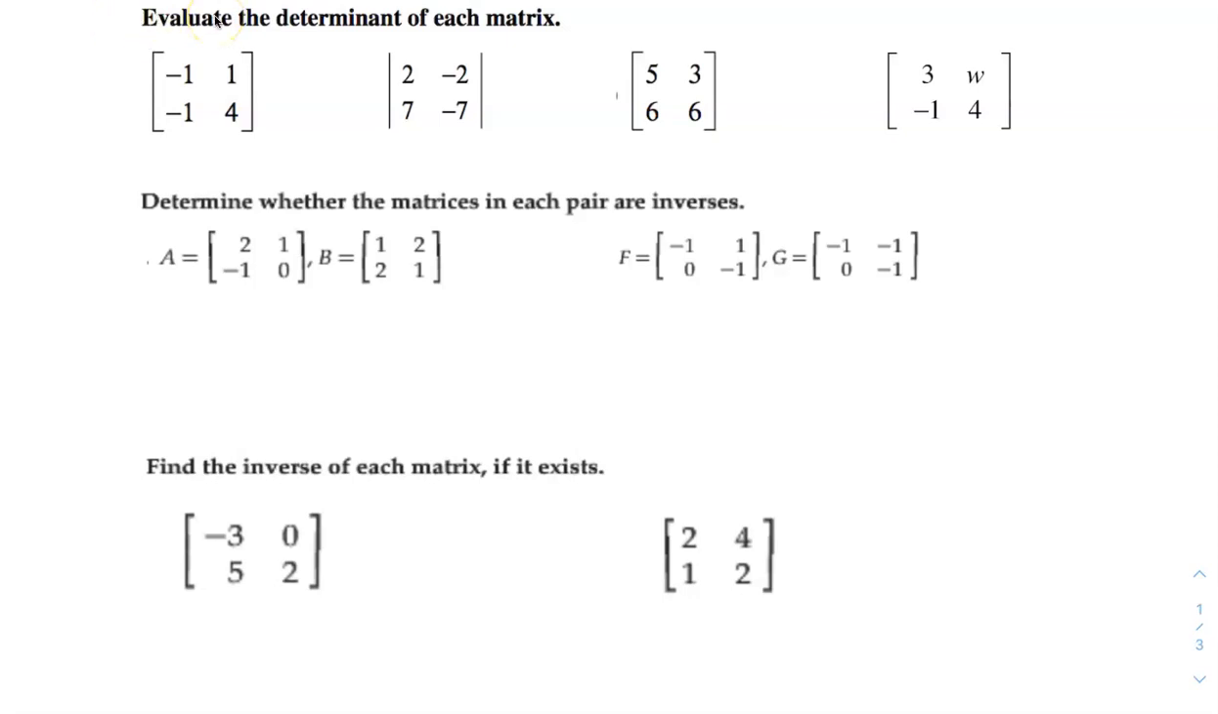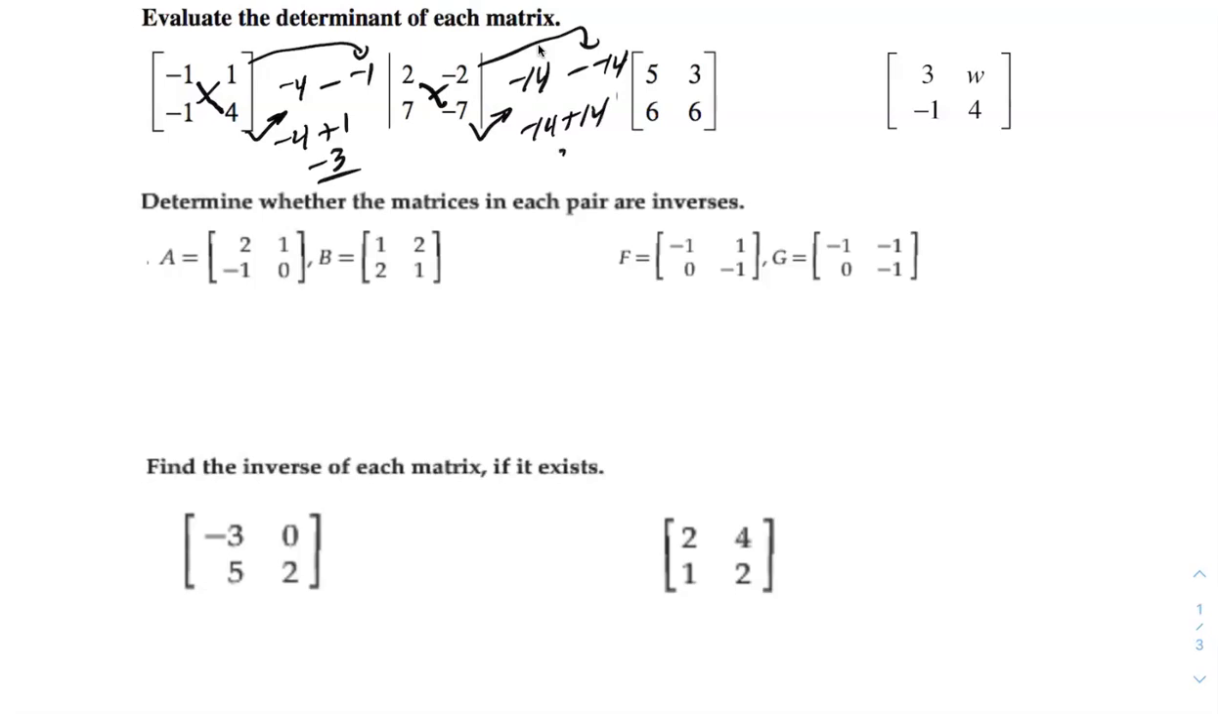So the easiest way to do that for a 2x2 is to go down diagonal, -4, minus the up diagonal, -1. So I get -4 plus 1, double negative, so I get -3. Alright, so down diagonal minus up diagonal is the way of doing that. So one right here, same idea, we're going to go down minus up, so -14 minus -14. So I get -14 plus 14, that's 0.